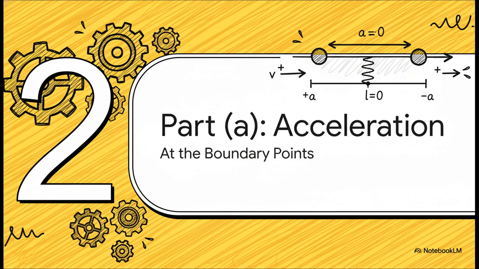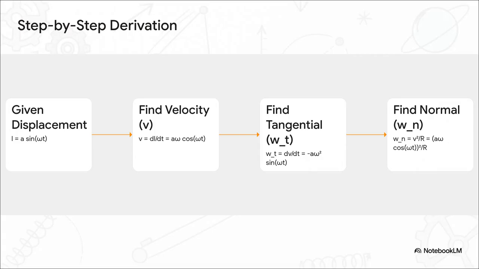We need to figure out the total acceleration at two very specific spots, right at the center of the path, where displacement l is 0, and at the very ends of the swing, where l is either plus or minus a. This part is all about a little bit of calculus, but it's super logical.